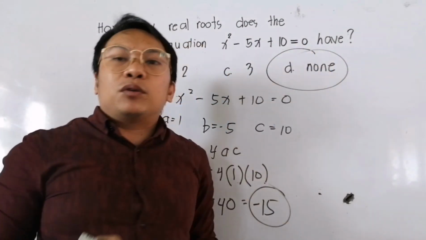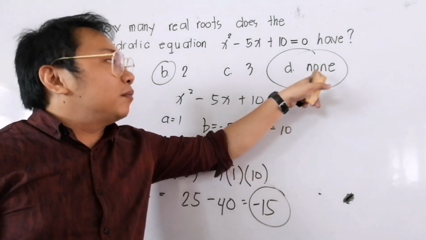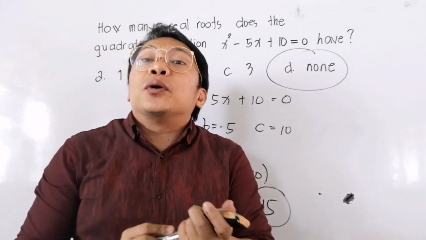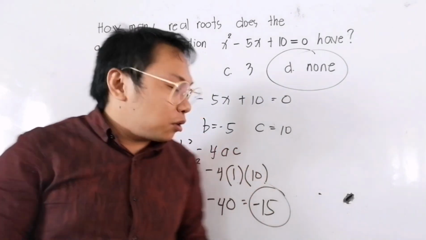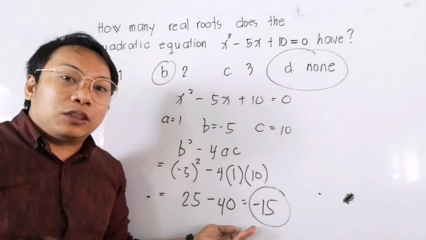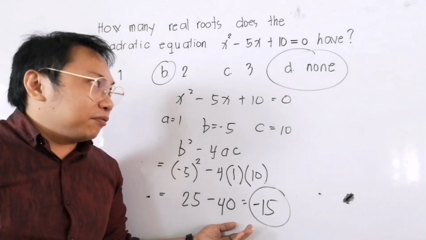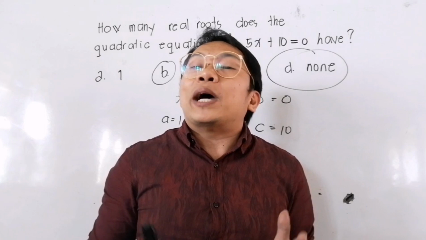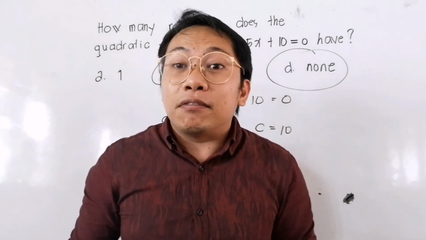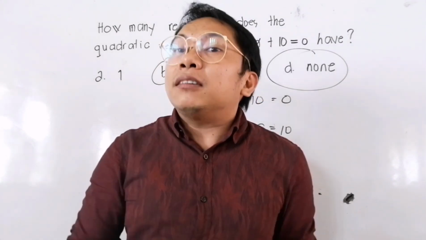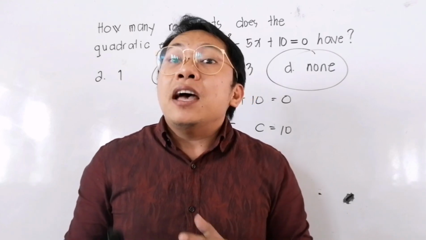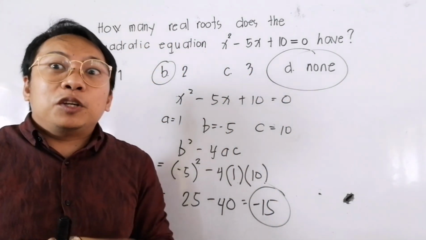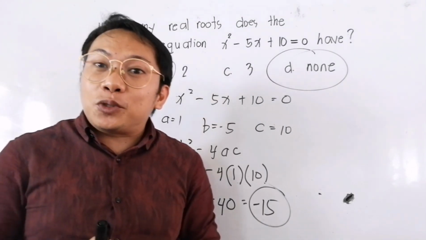the number of real roots is the letter D, none. Wala siyang real roots because of your discriminant, which is negative 15. Again, the purpose of your discriminant is for you to identify the nature of your roots, whether they are real numbers or imaginary numbers. So quite confusing. You would probably say the answer is 2.